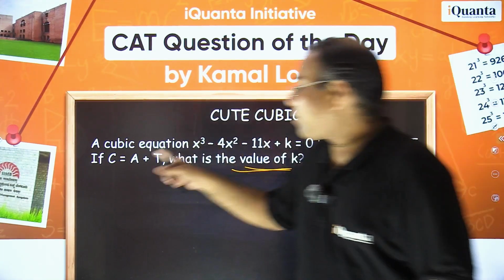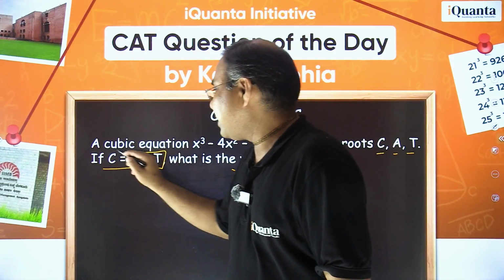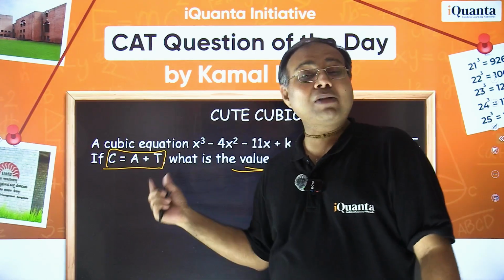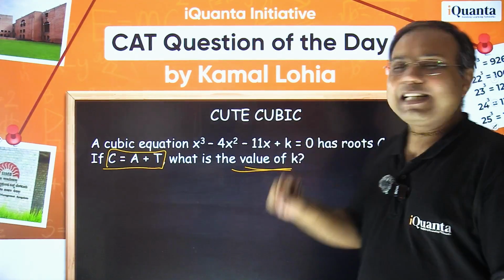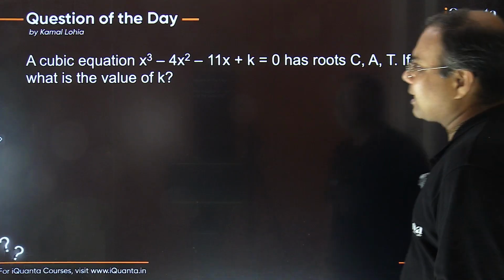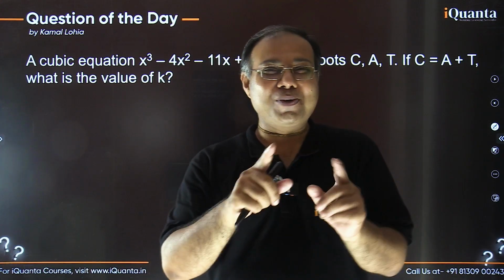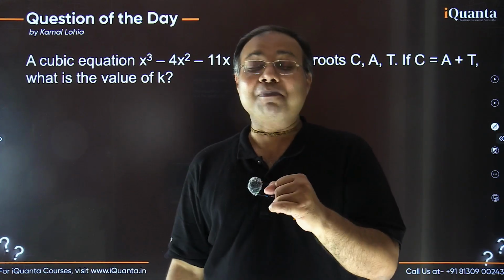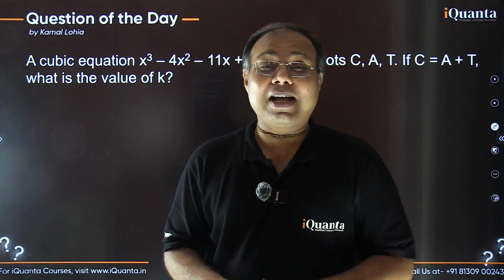And one condition is given now, that is very nice thing, that c is equal to a plus t. So the three roots are there, and out of that one root is the sum of the other two roots. Okay, so then what is the value of k? That is the question. Okay, so let's see how we can proceed to solve this question. As I already mentioned, it is a cute cubic, not cube cubic, cute cubic. And it is a simple question. It is not a difficult question. It is just using the properties of the roots of an equation.